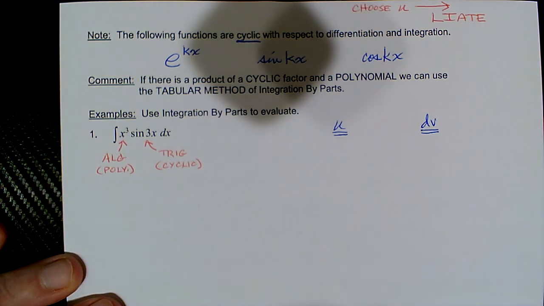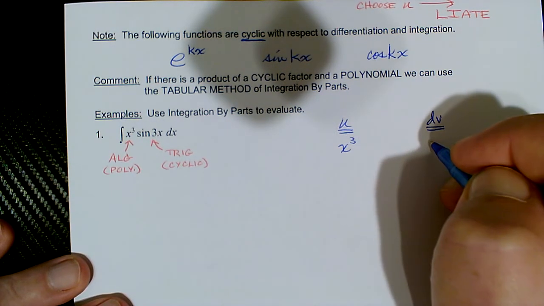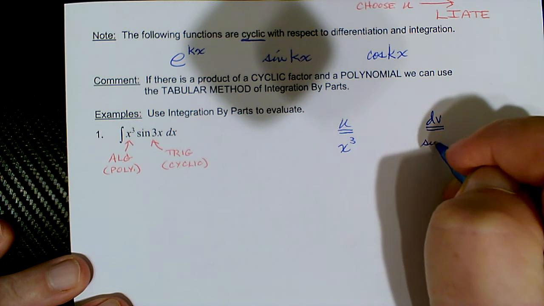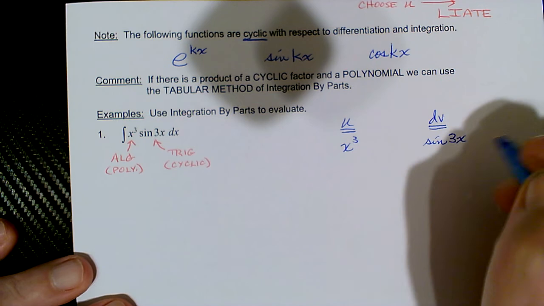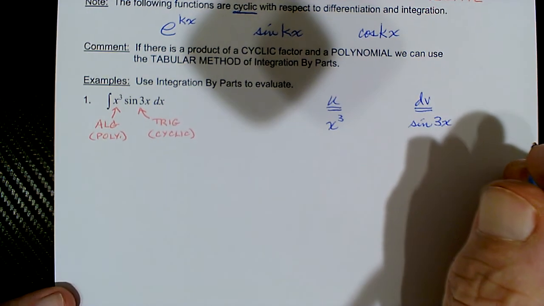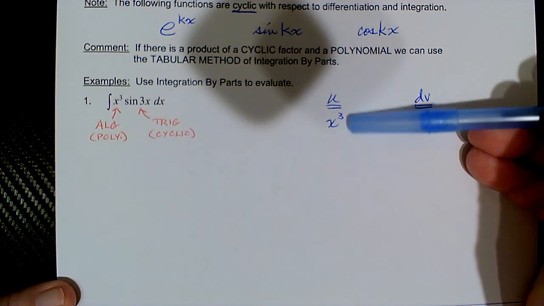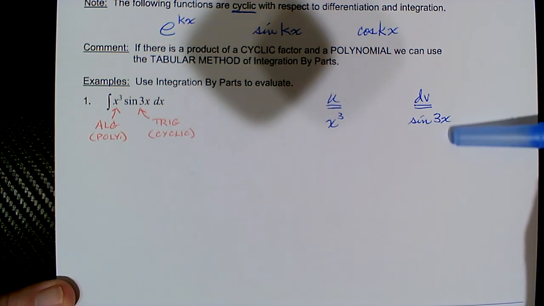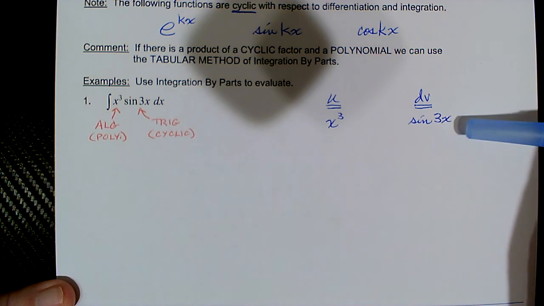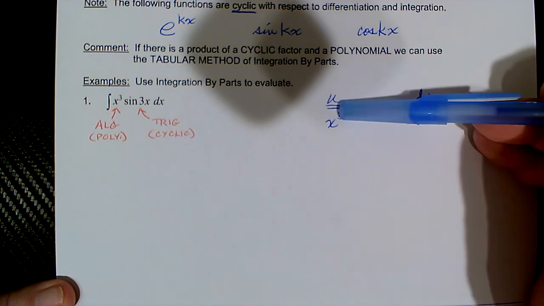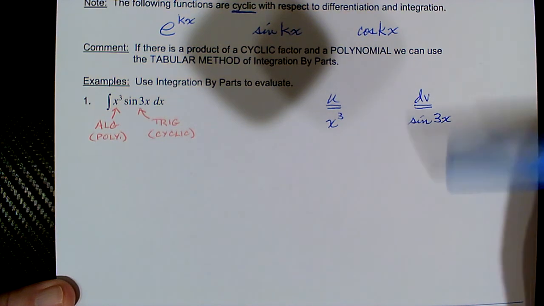And so that tells us to pick u to be the algebraic, x cubed. And the dv then is what's left, and that's the sine of 3x. Now, typically, we associate the differential dx with our choice of dv. But with this tabular method, the idea is that we're going to perform multiple differentiations and multiple integrations here. So we're not going to include the dx in the integrations. We just have to realize that the u column gets differentiated and the dv column gets integrated.